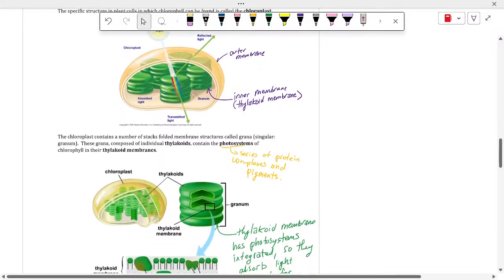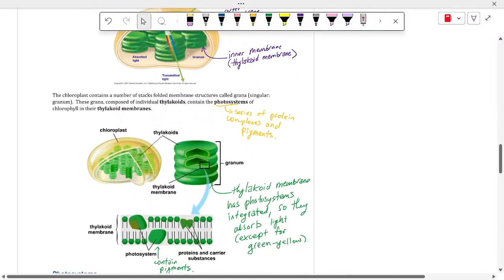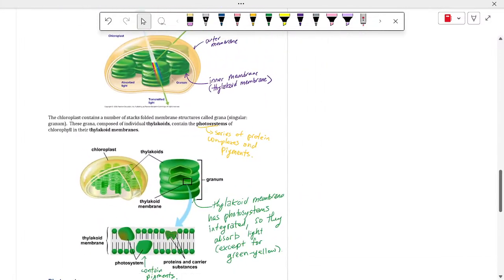Okay, so I want to make sure we have the sense here. Some plant cells contain chloroplasts in high concentrations. Does every plant cell have chloroplasts in them? No. What would be an example of a plant cell that definitely doesn't have chloroplasts in them?